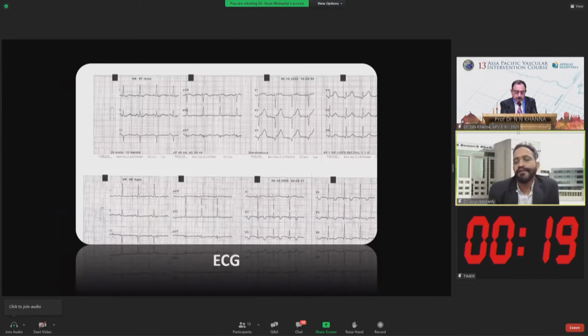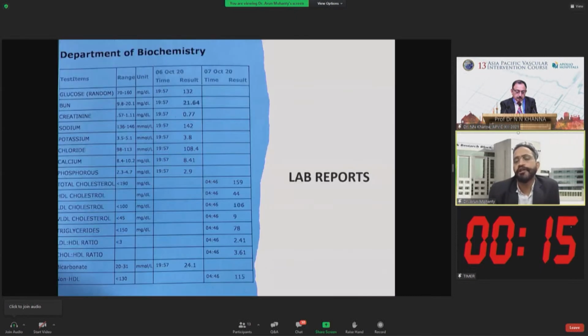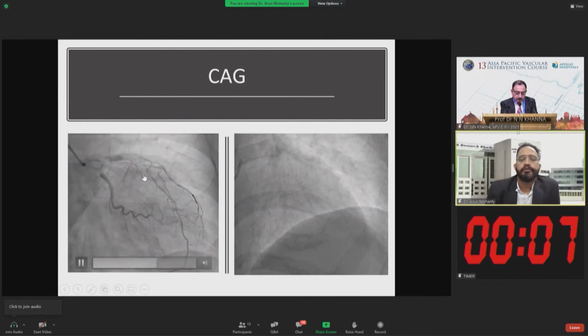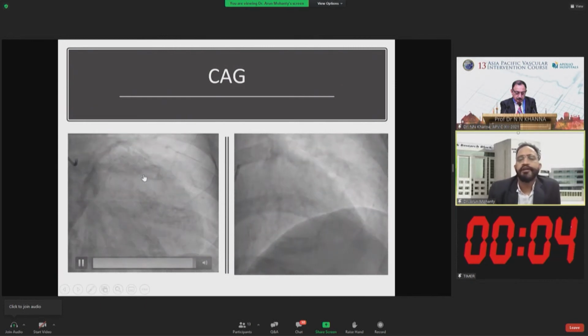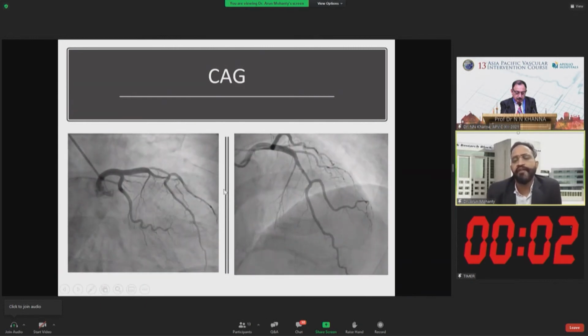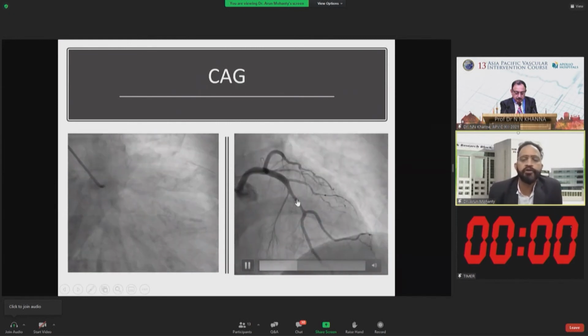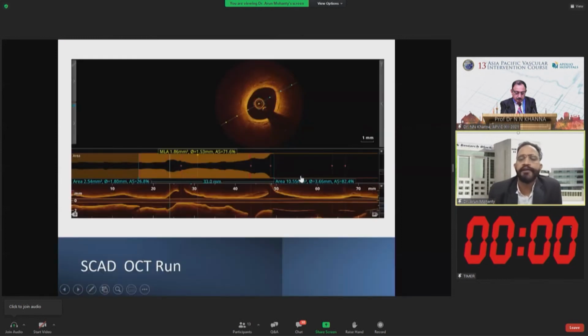This was the ST elevation in the casualty somewhere outside. When she reached us, the ST elevation had settled, and the investigations were inconclusive. You can see there is a very borderline lesion in the LAD. If you see this as an angiographic finding, you are never sure. And in acute MI, your FFR is not going to be very reliable. So I did an OCT.